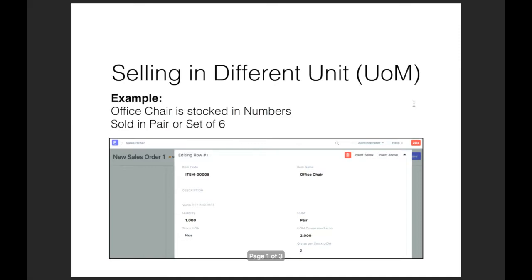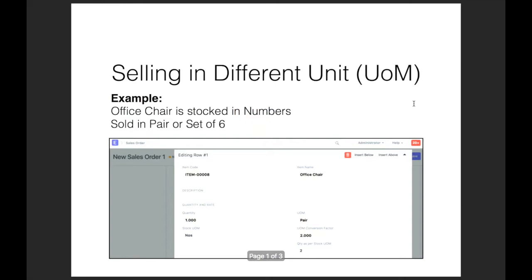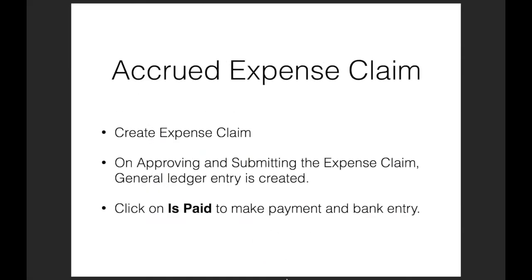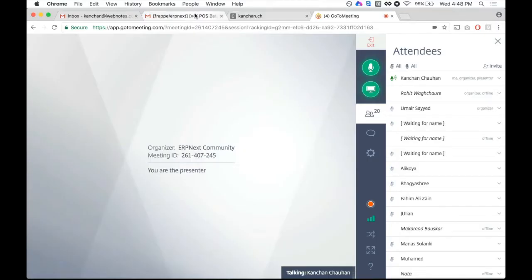Another one would be accrued payroll. Basically, accrued payroll is a kind of liability, like, at the end of the month, this is what we have to pay to your employees. So you just create and submit your salary slips, and the accrued journal voucher entry will be created automatically. And once you make a payment, another journal voucher would be created. In a similar manner, we will have accrued expense claim as well. So let me go ahead and show you these things.